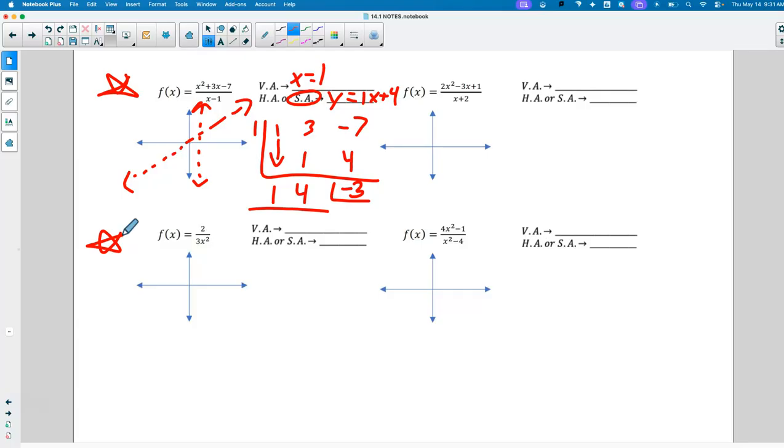What makes the bottom 0? 0. That's it. So it's just 0. So I got x equals 0. What's my case here? Small over big, so what's that? Yep, y equals 0.